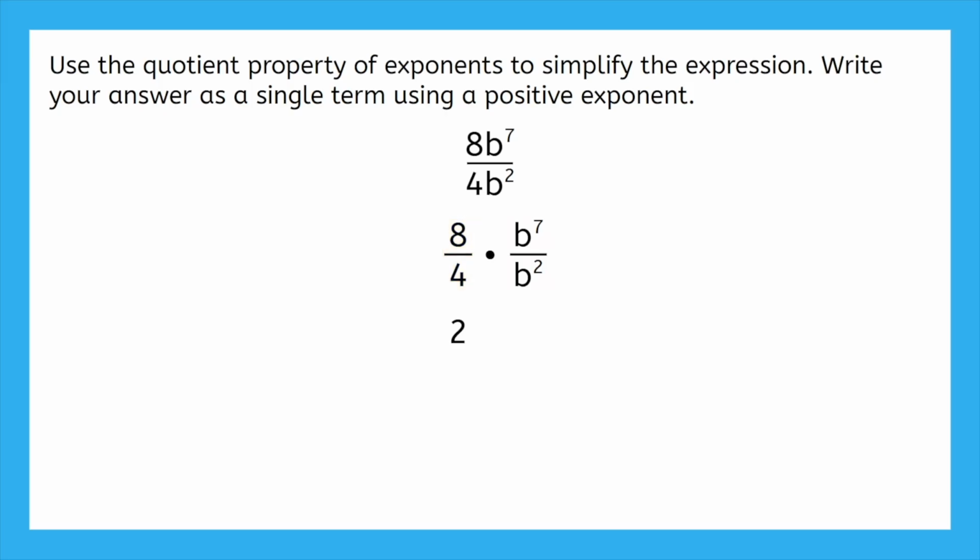Now, as for the variables, how do we simplify b to the 7th over b squared? With the quotient property of exponents, we subtract the exponents, 7 minus 2, to get 5. That gives us b to the 5th power. Multiplying these two parts together, we get 2 times b to the 5th, which we just write as 2b to the 5th.